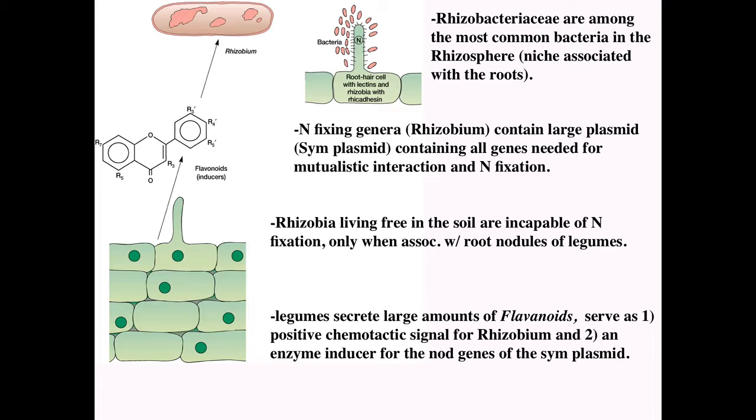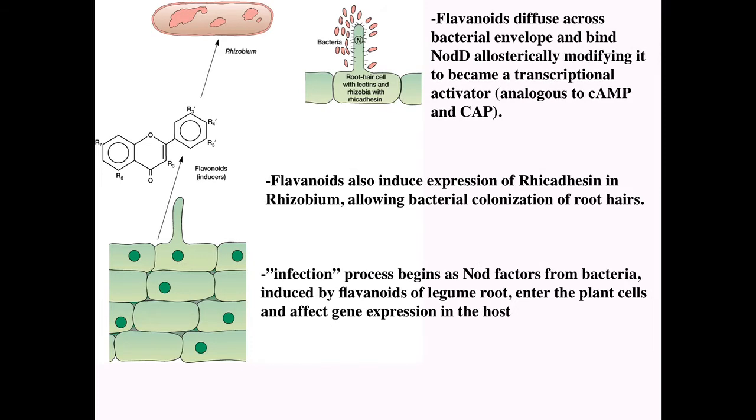So these free-living bacteria, incapable of nitrogen fixation, will swim their way up this gradient until they find legumes. They'll hit the plant. So they're following towards this. This is the first part of the conversation.